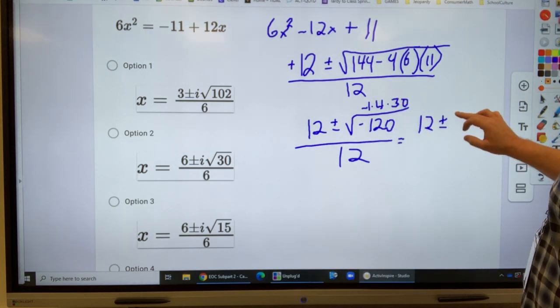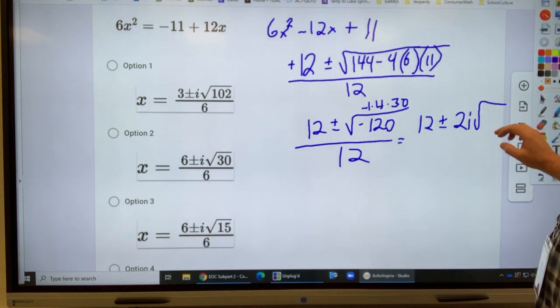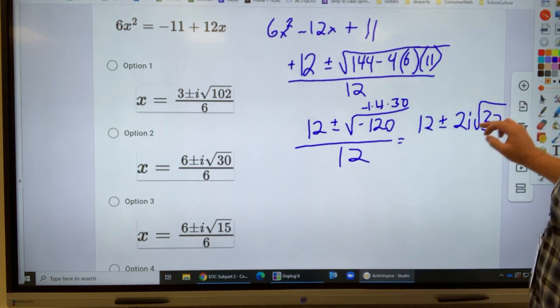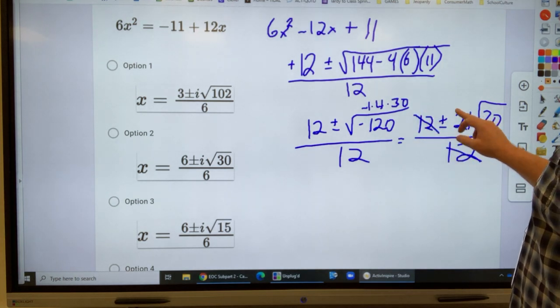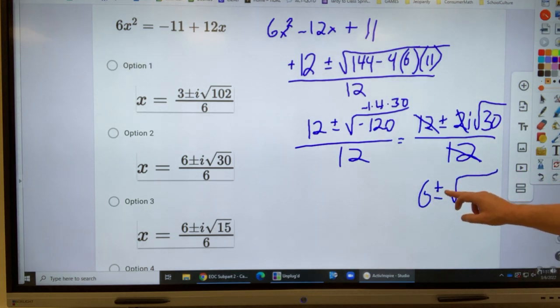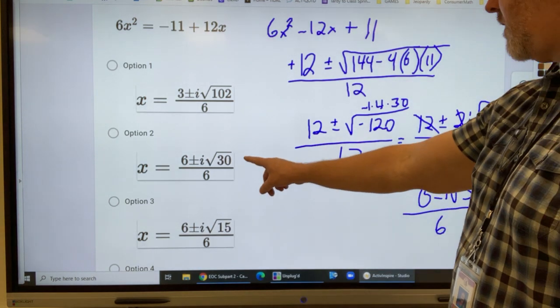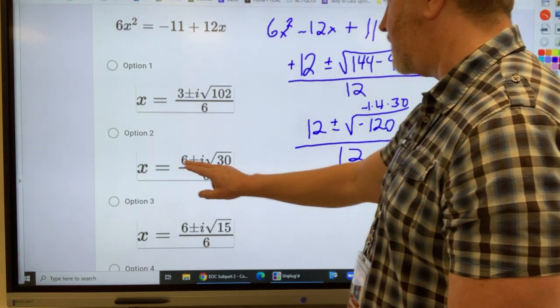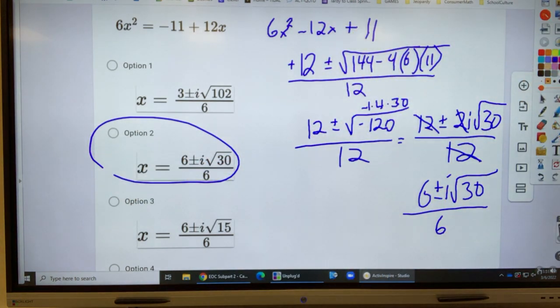Square root of 4 is 2. Square root of negative 1 is i. We pulled those out of the radical sign. A 30 is still left over in there, and it's over 12. So cancel, cancel, cancel. We end up with 6 plus or minus i on the square root of 30 over 6. Plus or minus i on the square root of 30 over 6. So we'll go with option 2 on that one. All right? All right, moving on.